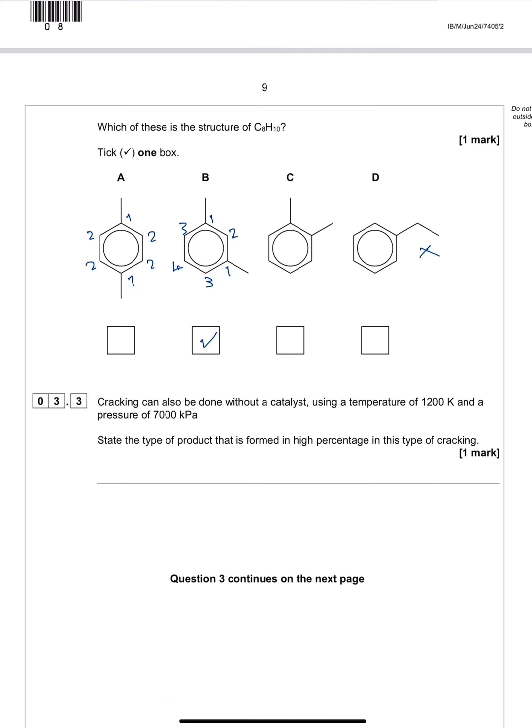Question 3 asks you about the cracking, which can also be done without a catalyst, which is thermal cracking, using a temperature of 1200 K and a pressure of 7000 kilopascal. State the type of the product. We know that thermal cracking ends up with the formation mainly of alkenes, unlike catalytic cracking, which gives you aromatic hydrocarbons and smaller alkanes. So the main product here is going to be alkenes.